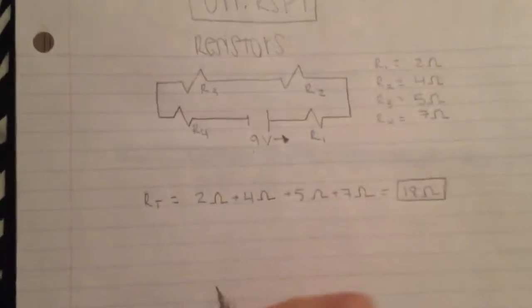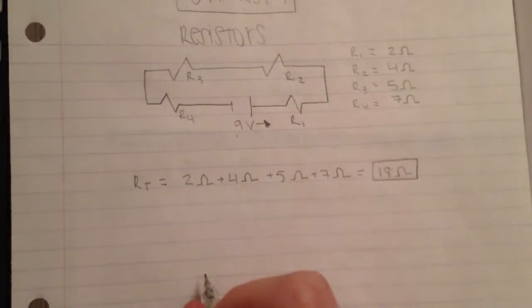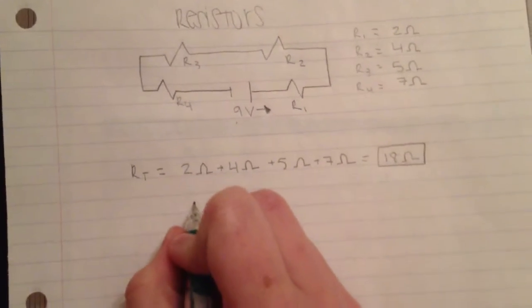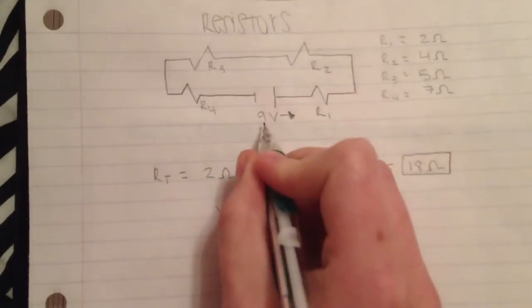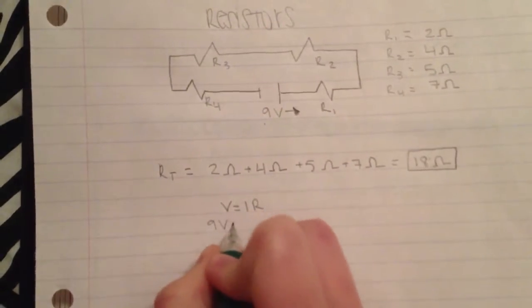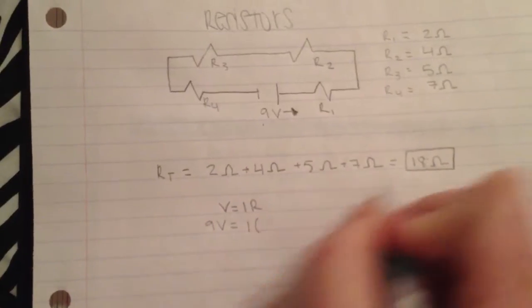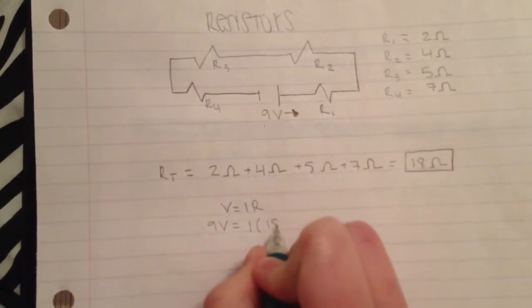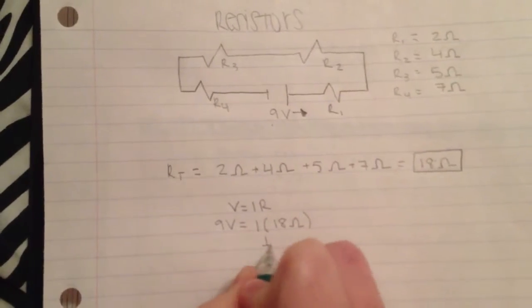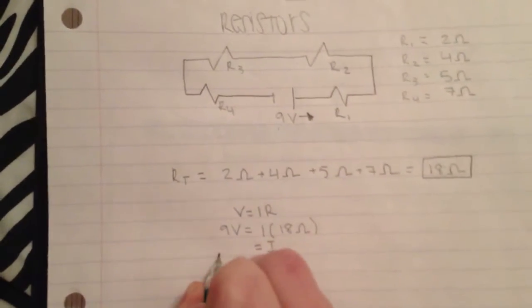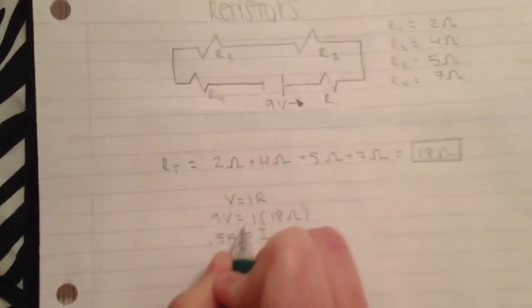So now that we have our total resistance, we can find our current across the circuit. The equation we use is V equals IR, and we plug in our V, which is 9 volts, I, and then the resistance we just solved for. So we get that the current is equivalent to 0.5 amps throughout the circuit.